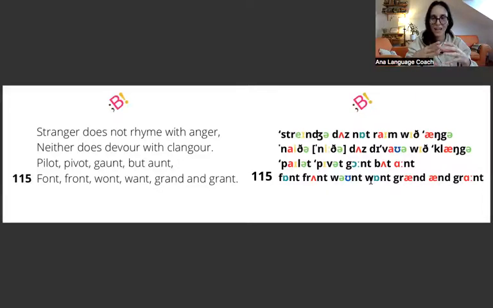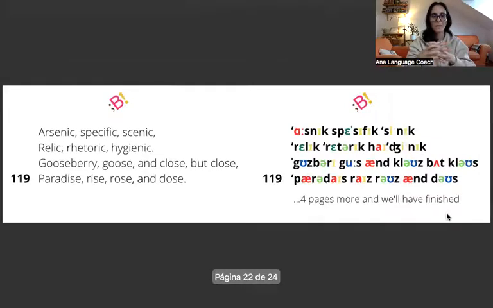Grand, and grand. And the difference is that we have to prolong a little bit more the sound of the A at the end. So one thing is to say grand and grand. You prolong a little bit the vowel. Then we have arsenic. Actually there is no A in between, so we don't say arsenic with an extra vowel, we say arsenic.